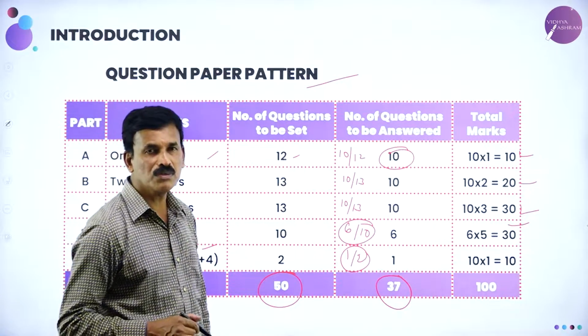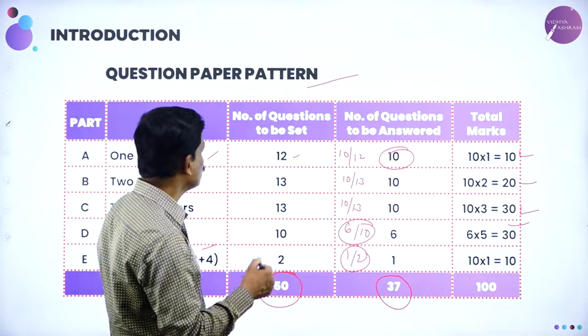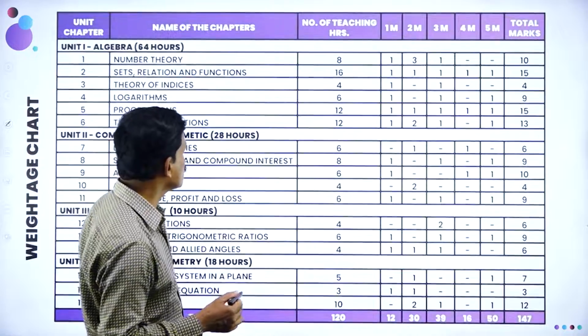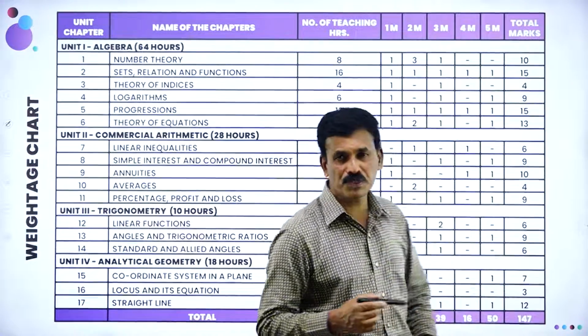13 choice questions will be there. This is how the question paper appears in the examination. Now let us come to the last concept, the blueprint. What is the blueprint for this?